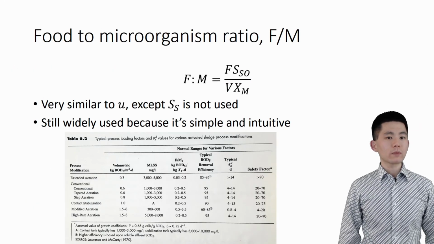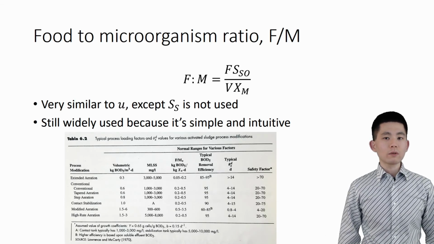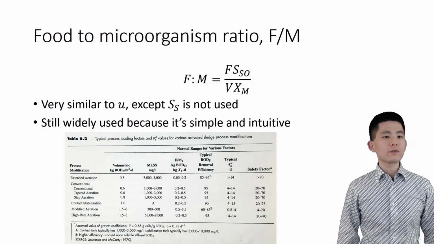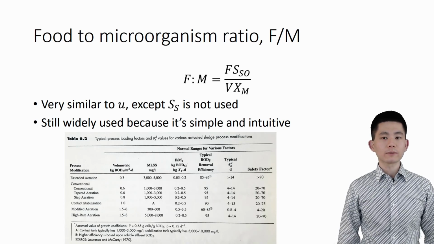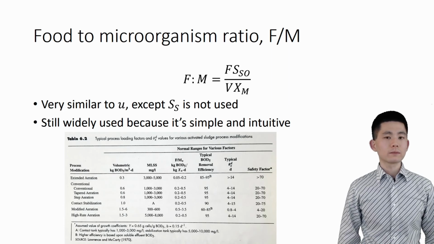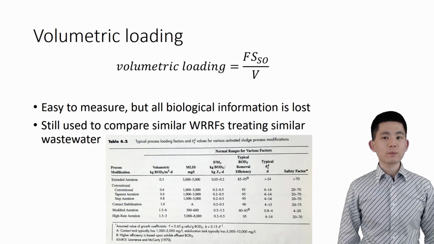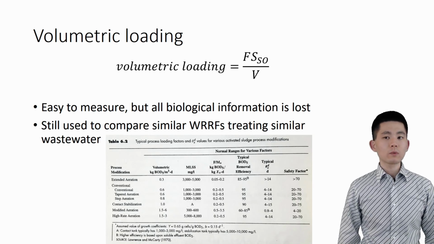Similar to process loading rate, food to microorganism ratio is also used as a design variable. It is the mass of substrate fed to the reactor per time divided by the total MLSS in the reactor. It is still commonly used, especially in anaerobic systems, as it is simple and intuitive. Another design variable is the volumetric loading. It is the mass of substrate fed per time per reactor volume. It is still used to compare similar biological treatment systems treating similar wastewater.